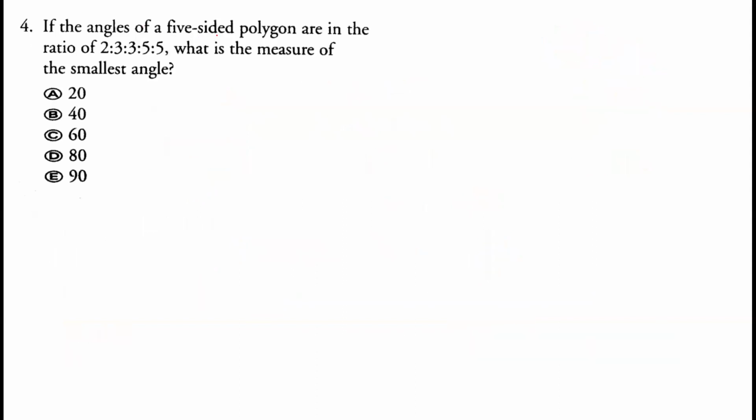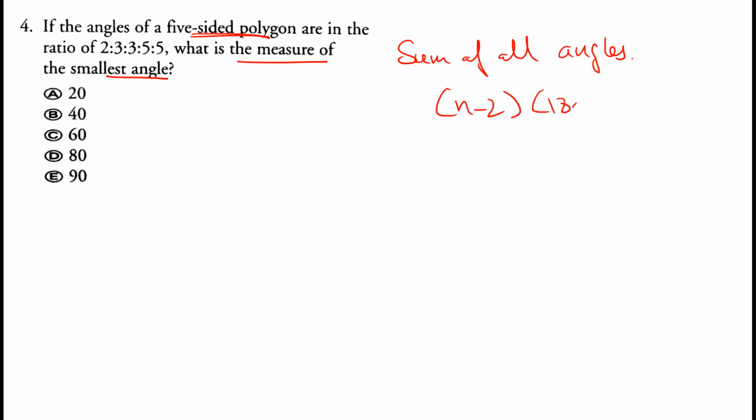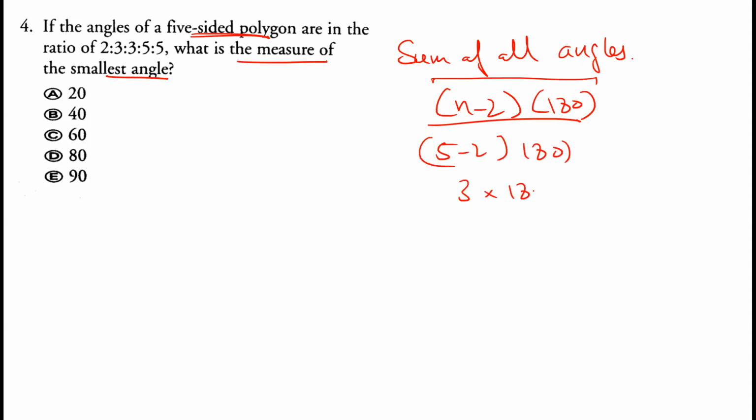Now, if the angles of a 5-sided polygon are in the ratio of 2 is to 3 is to 3 is to 5 is to 5, what is the measure of the smallest angle? The property of a polygon is that the sum of all angles equals n minus 2 into 180. So the sum of all angles of a 5-sided polygon would be 5 minus 2 into 180, that is 3 into 180.